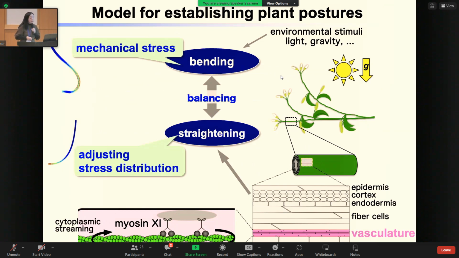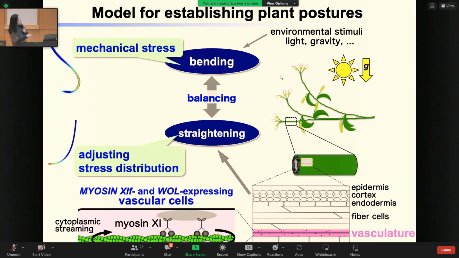In addition, this study shows that actin and myosin in 11F and WL expressing cells, possibly on the xylem side of cambial cells, are important for the straightening ability in plants. It is still an open question what the exact role of actin and myosin in the straightening system is.